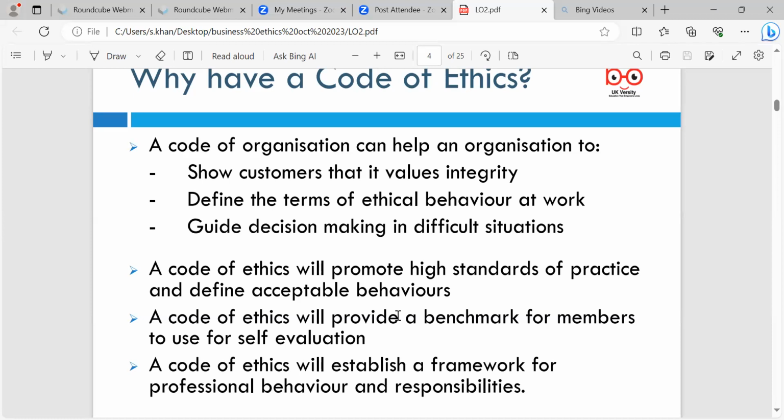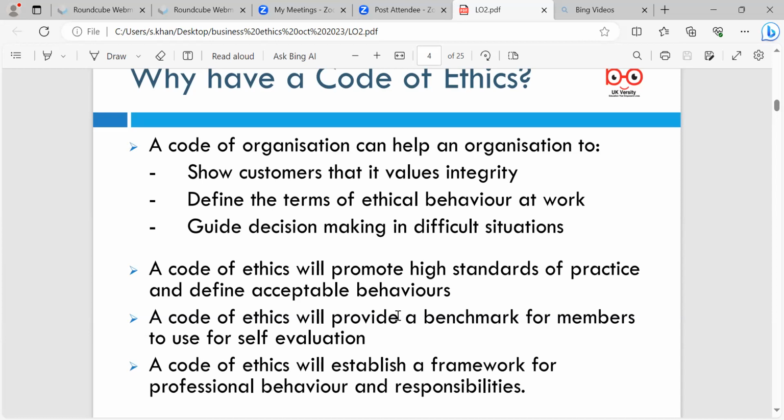Why is ethical behavior good at work? Why is there a need to have ethical behavior? It creates honesty, fairness, and professionalism as well. You need to work in a professional manner, and you need a guide for decision making in difficult situations. A code of conduct is a guide for decision making in different situations.